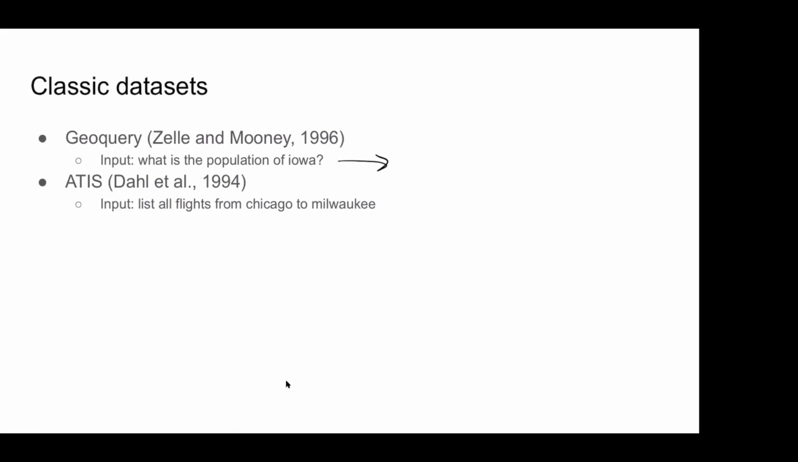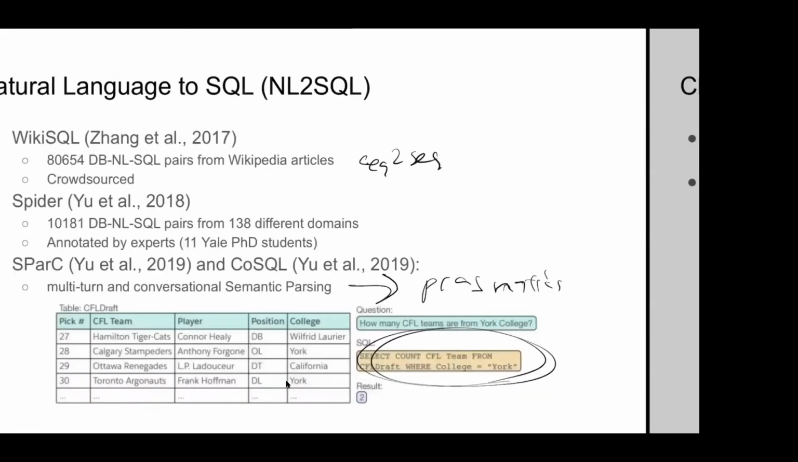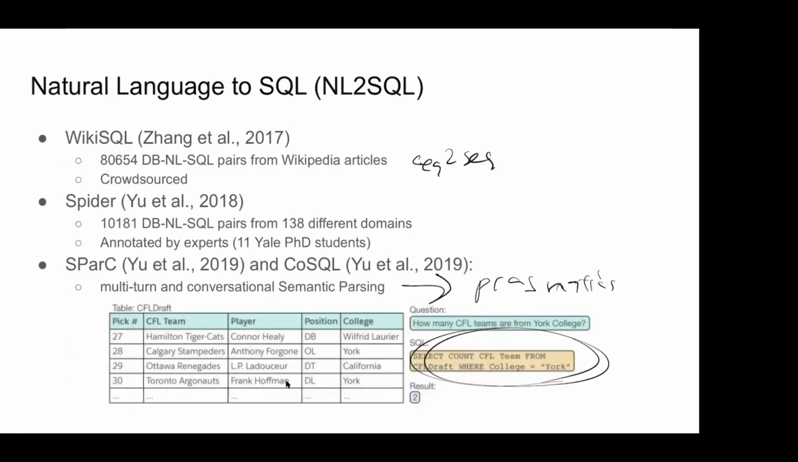And so classic data sets are smaller than these more modern data sets on NL to SQL. So people usually use the modern data sets a bit more these days because of the size, and also of course I would say the domain is a bit more applicable in general. It's SQL.